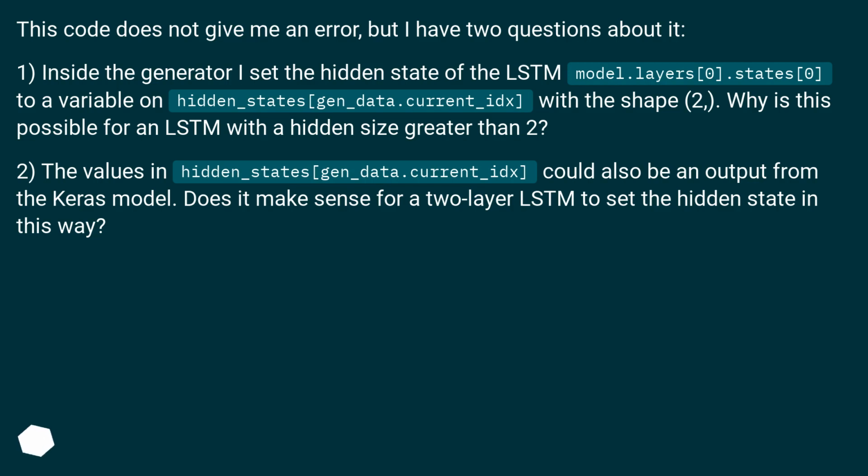2. The values in hidden_states[gen_data.current_id] could also be an output from the Keras model. Does it make sense for a 2-layer LSTM to set the hidden state in this way?